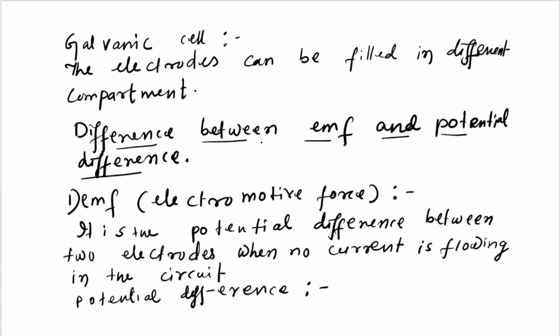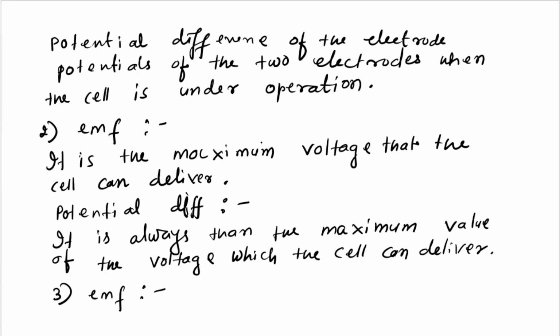EMF means it is the potential difference between the two electrodes when no current is flowing in the circuit. Two electrodes mean one is cathode, another is anode. Anode is the left side, cathode is the right side, when no current is flowing in the circuit, and that is called EMF.